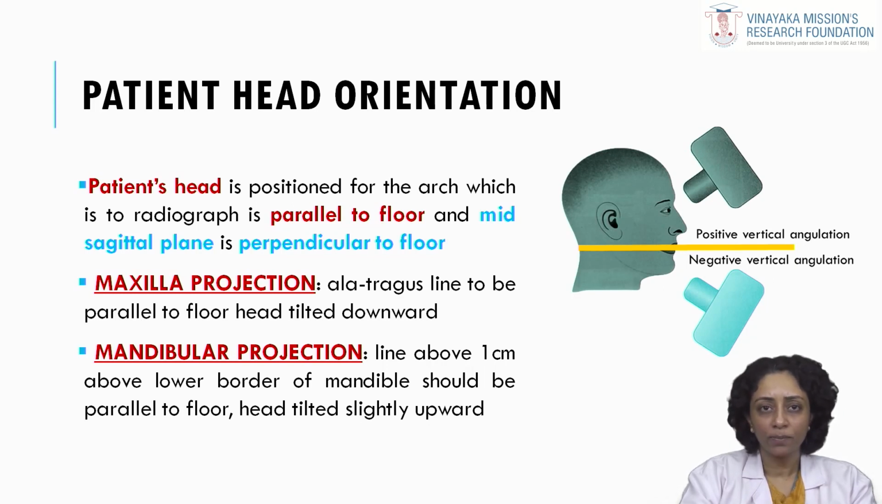So the patient's head is positioned for the arches, be it maxilla or mandible. The image receptor is placed inside the oral cavity, and the patient's head is positioned in such a way that the arches are always parallel to the floor and the mid-sagittal plane is perpendicular to the floor. So for the maxillary projection, the alar tragus line is to be parallel to the floor, which is achieved by tilting the head slightly downwards, and for the mandibular projection the line is about 1 centimeter above the lower border of the mandible and should be parallel to the floor, and the head is tilted slightly upward.